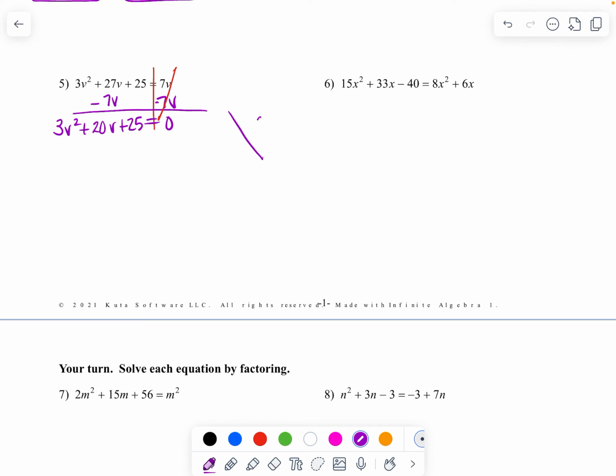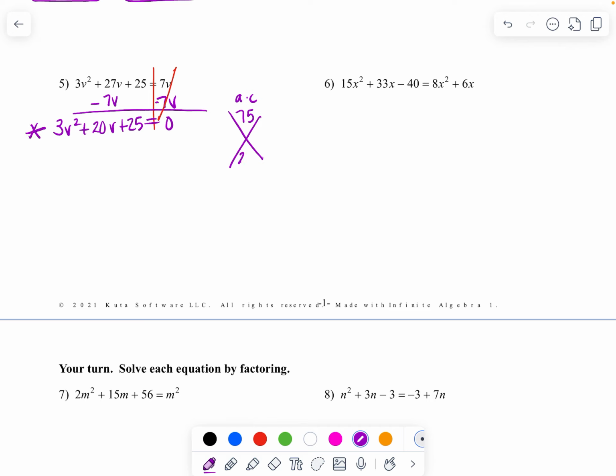We make our x. This time, don't forget that whenever you have something in front of your squared variable, you do a times c. It's not an invisible one. So 3 times 25 is 75. The bottom of the x is 20. The two numbers that multiply to 75 but add to 20, my bad. I'm sorry, I looked back up at the original problem. I shouldn't do that. I'm supposed to be looking right here at the start step.